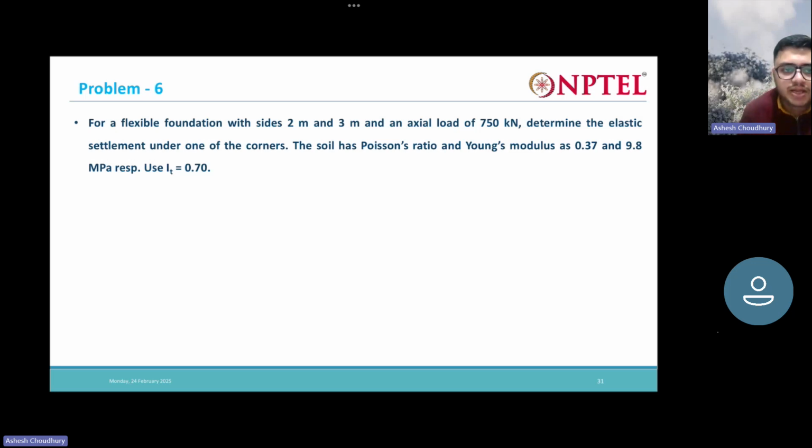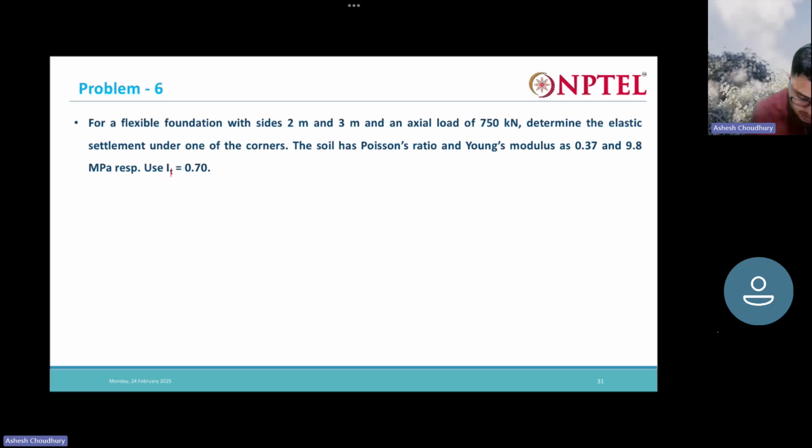For a flexible rectangular foundation, 2 meter by 3 meters, and an axial load of 750 kilonewton, determine the elastic settlement under one of the corners. The soil has a Poisson's ratio and Young's modulus of 0.37 and 9.8 MPa respectively. Use If as 0.70. This is actually If.